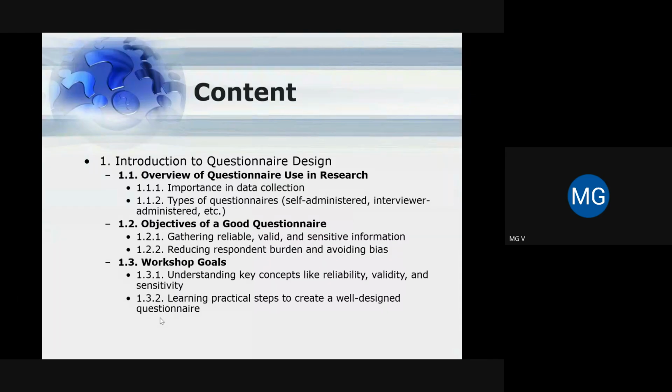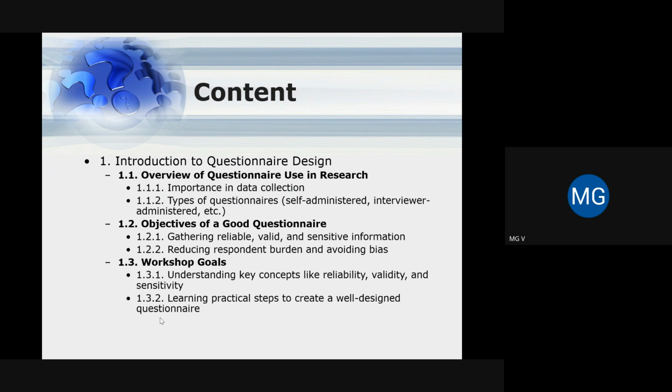So, as we all know, yesterday we went through the concepts of introduction to questionnaire design, and therein we discussed an overview of questionnaire use in research, highlighting its importance in data collection and types of questionnaire, self-administered and interviewer administered. Then we discussed the objectives of a good questionnaire, focusing on gathering reliable, valid, and sensitive information, followed by a conversation on reducing respondent burden and avoiding bias, and we also had various activities.